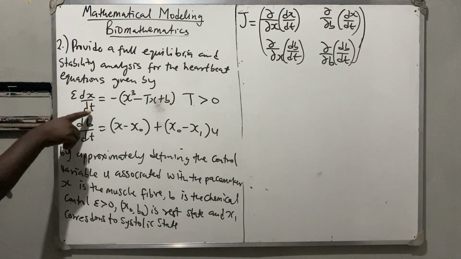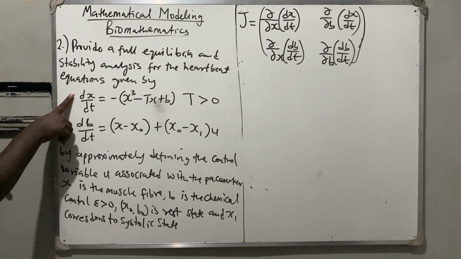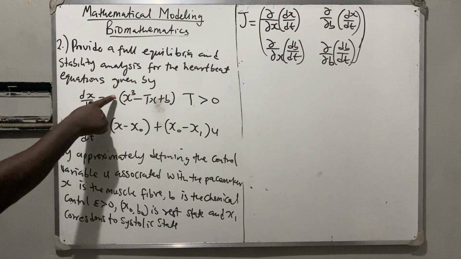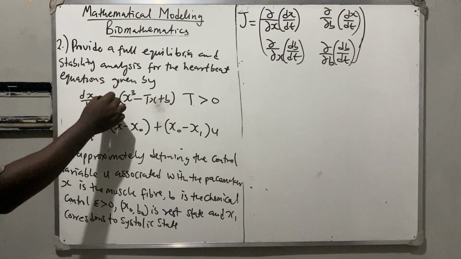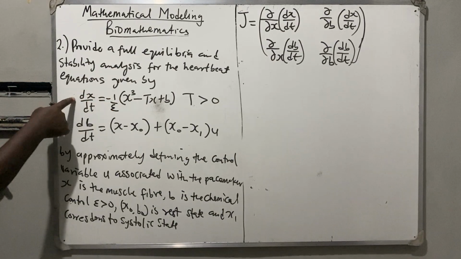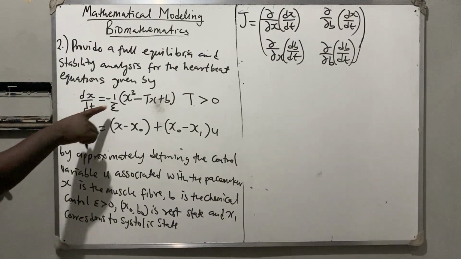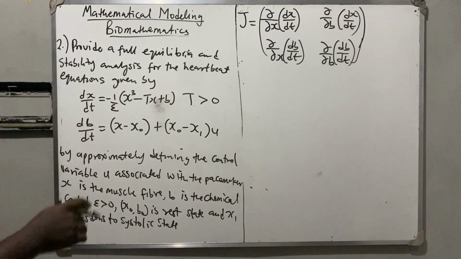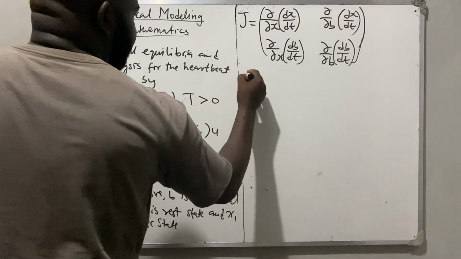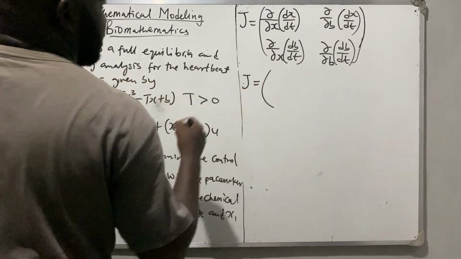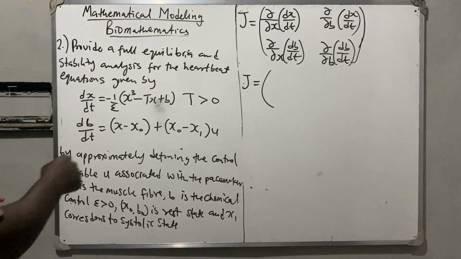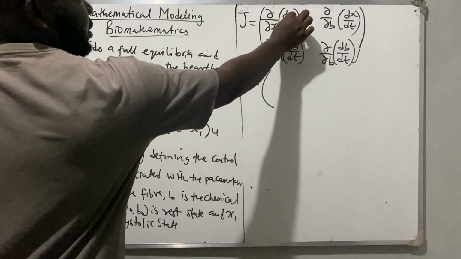Now, to make the S subject of the formula, this epsilon will come here. My board is too small, that is why I'm writing it like this. I'm going to have minus 1 over epsilon here to make dS dt the subject of the formula. I'm going to have epsilon here.